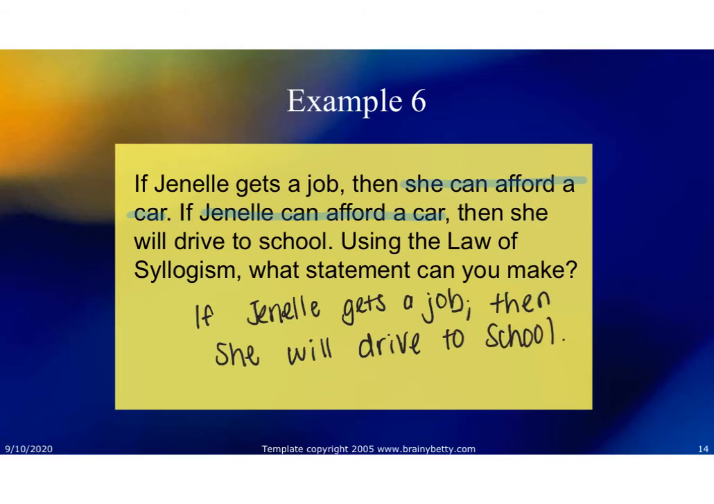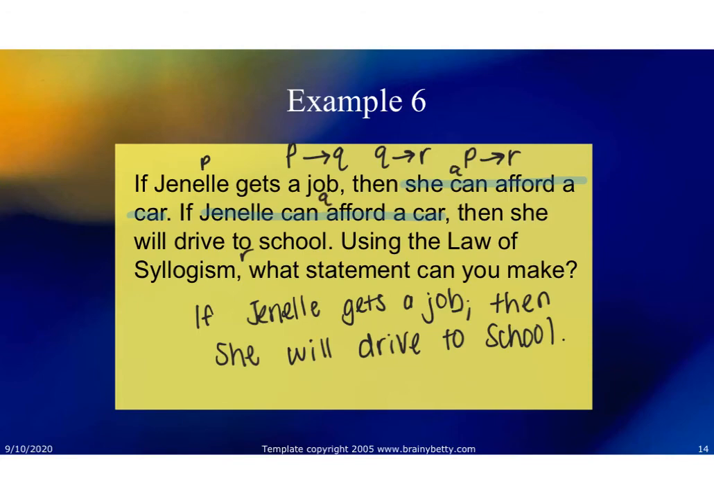Okay? Syllogism, you're taking out the middleman. The middleman is she can afford a car. Okay? So if she gets a job, then she can drive to school because she can afford a car. All right? You are taking out the middleman. You're taking out that Q. Okay? You can also, if it helps you, always write it P to Q. And then you can say that Q to R. So now you know you can go P to R. This is our R. This is our P. And these two are our Q's.